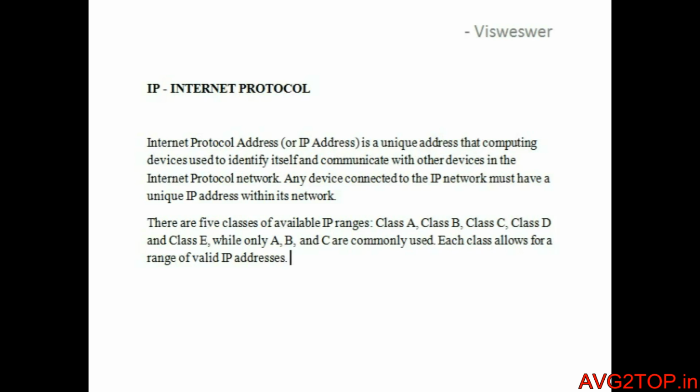And there are 5 classes of IP address: class A, B, C, D, and E, while A, B, C are the commonly used ones. All the IP address classes have their own range. Let's see that in detail.